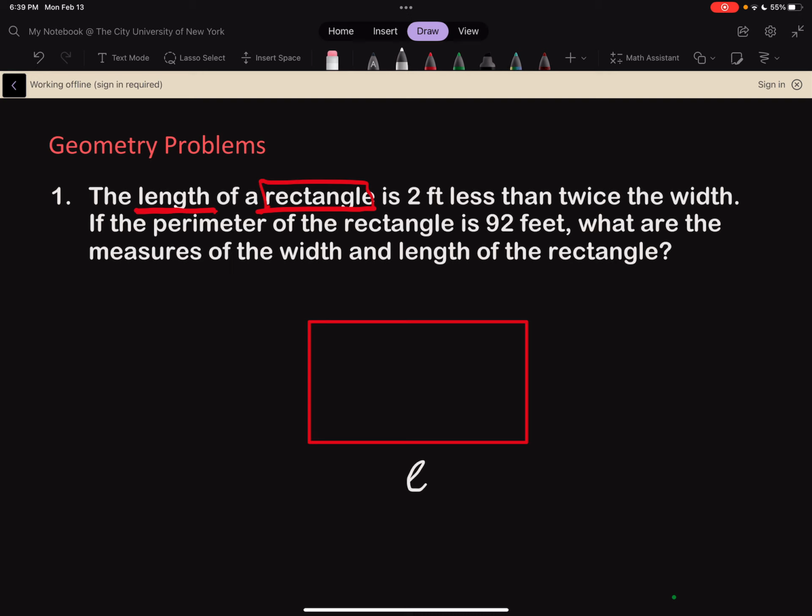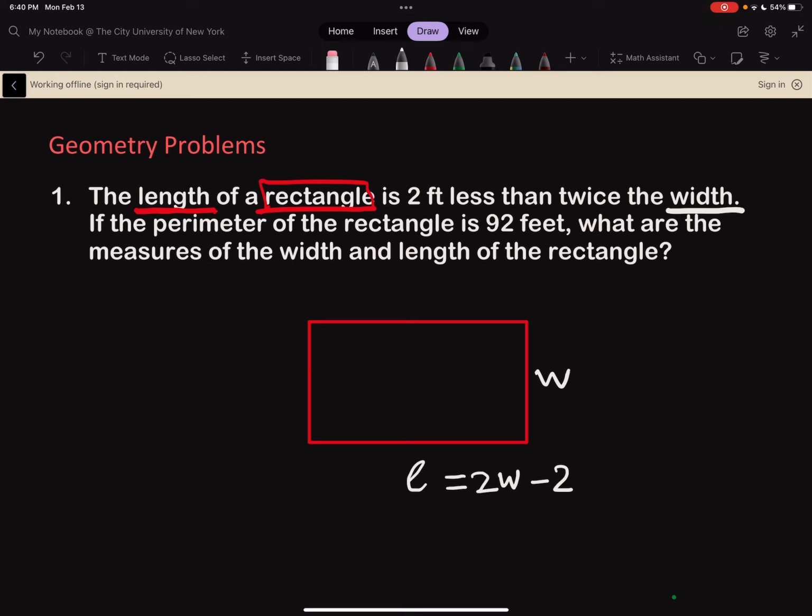The length of a rectangle is 2 less, then twice the width. So that's the width. Now who is the width of this rectangle? This one, because we know a rectangle has length and width.